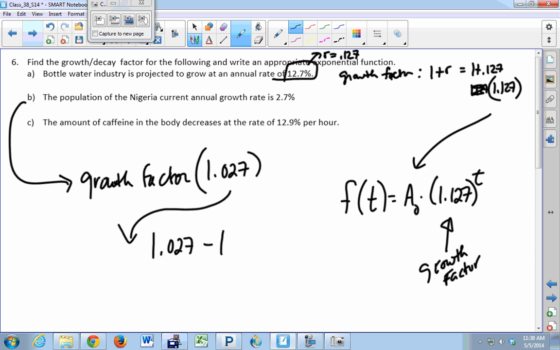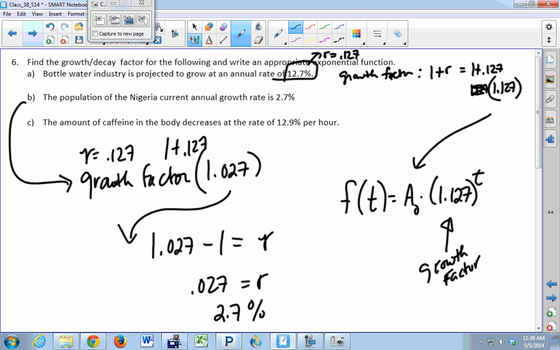So let's go backwards. 1.027, take away 1 is going to give me my R. That's 0.027. And 0.027 is the same as 2.7%, right? So basically R is 0.127. To get my growth factor, I add those two together and I get my growth factor.